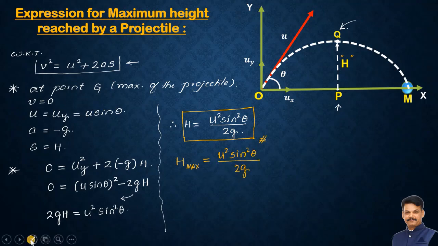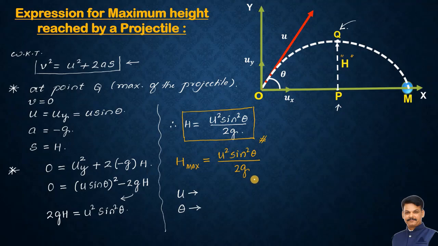When you observe this equation, we come to know that the maximum height reached by the projectile again depends upon two factors. One is u, the initial velocity with which we are throwing it. The second one is theta, the angle, the direction in which we are throwing it. Both these factors play a very important role in deciding the maximum height.